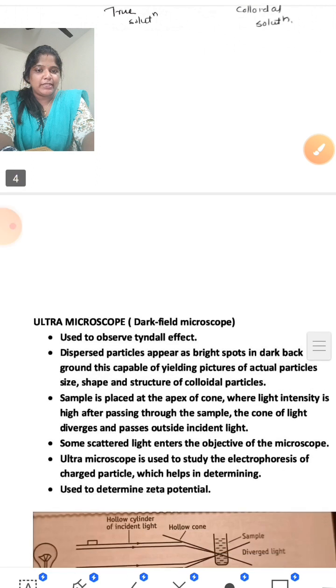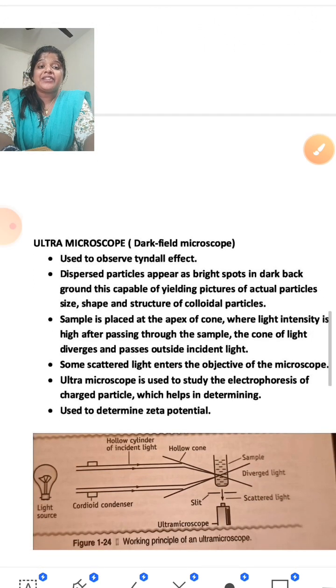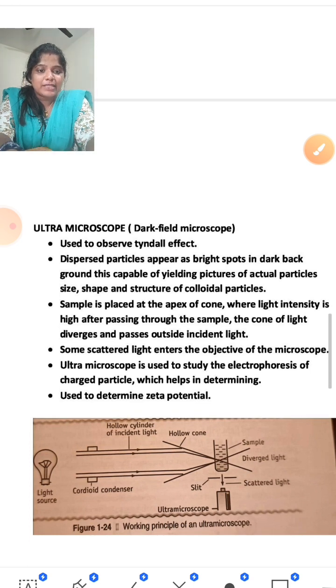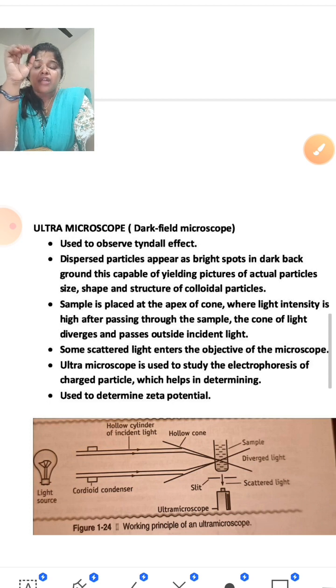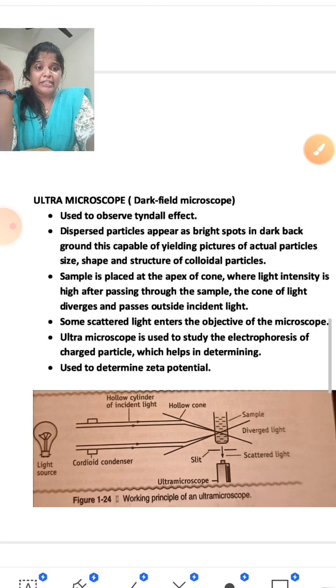Next, we will see the ultramicroscope or dark field microscope. This is used to observe the Tyndall effect. Dispersed particles appear as bright spots in a dark background, and it is capable of yielding pictures of the actual particle size, shape and structure of colloidal particles. The sample is placed at the apex of the cone where light intensity is high. After passing through the sample, the cone of light diverges and passes outside the incident light. Some scattered light enters the objective of the microscope. The ultramicroscope is also used to study the electrophoresis of charged particles and to determine the zeta potential.